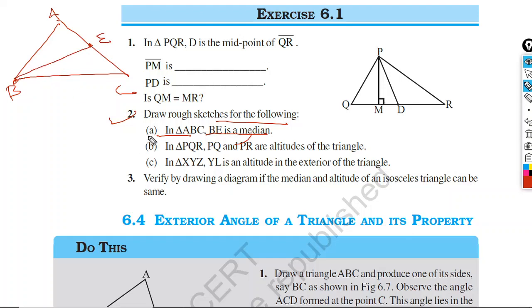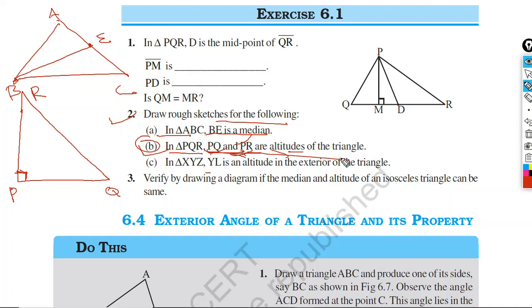Okay? Now, triangle PQR, here PQ and PR are altitudes. Okay, you can draw a triangle. Here you can draw a right angle triangle. Name it P, Q, R. You see PR is an altitude because it is 90 degree here, and PQ is also an altitude, isn't it? Therefore in triangle PQR, PQ and PR are altitudes of this triangle.